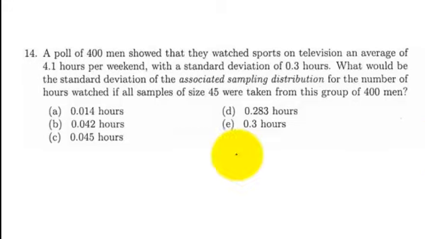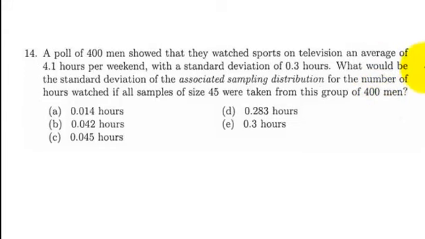A poll of 400 men shows that they watch sports on television an average of 4.1 hours per weekend, with a standard deviation of 0.3 hours. What would the standard deviation of the associated sampling distribution for the number of hours watched be if all samples of size 45 were taken from this group of 400 men?